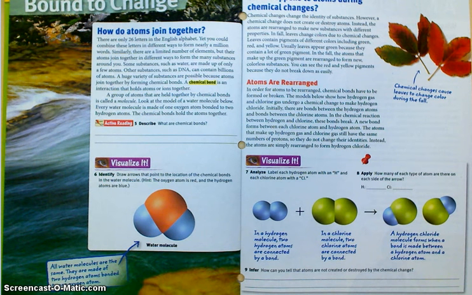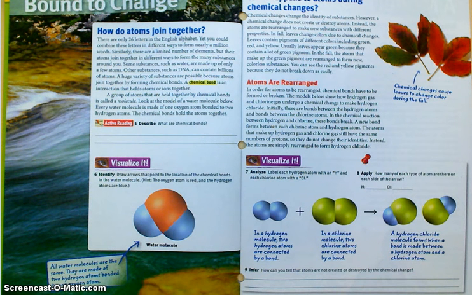Some substances, such as water, are made up of only a few atoms. Other substances, such as DNA, contain billions of atoms. A huge variety of substances are possible because atoms join together by forming chemical bonds. A chemical bond is an interaction that holds atoms or ions together. A group of atoms that are held together by chemical bonds is known as a molecule.